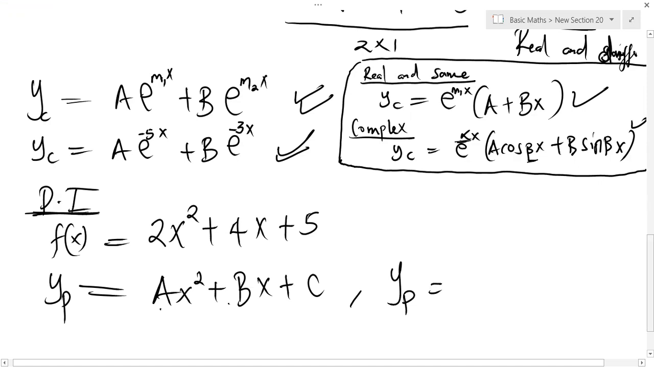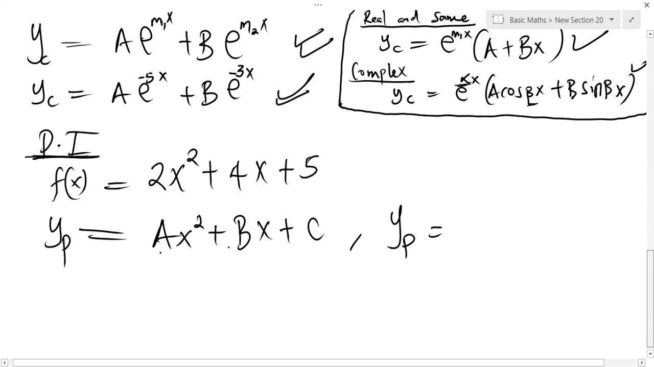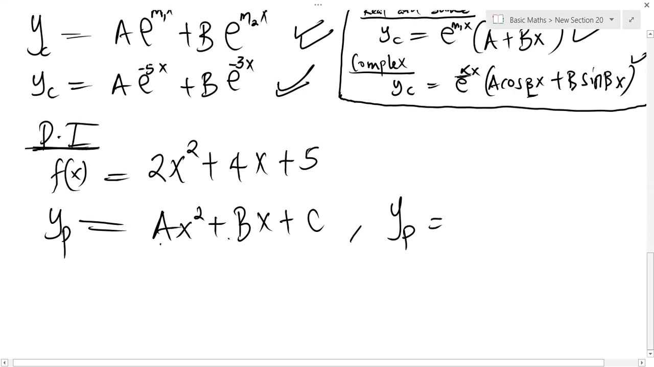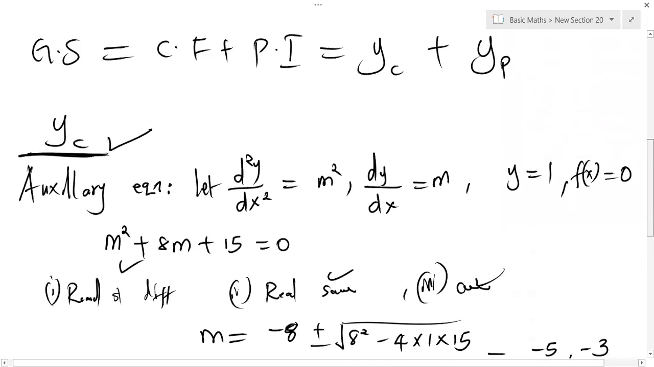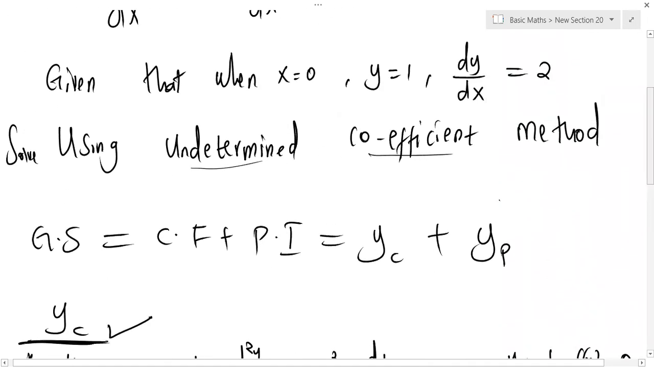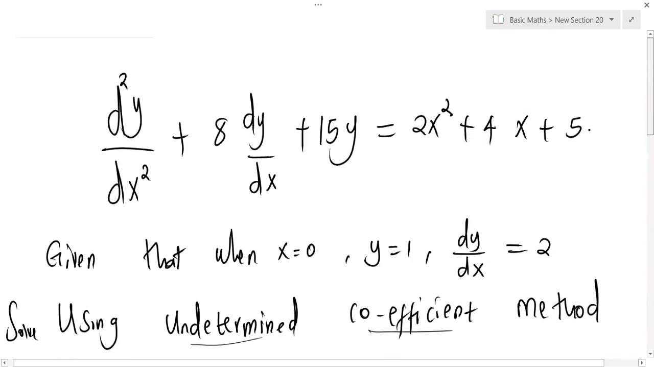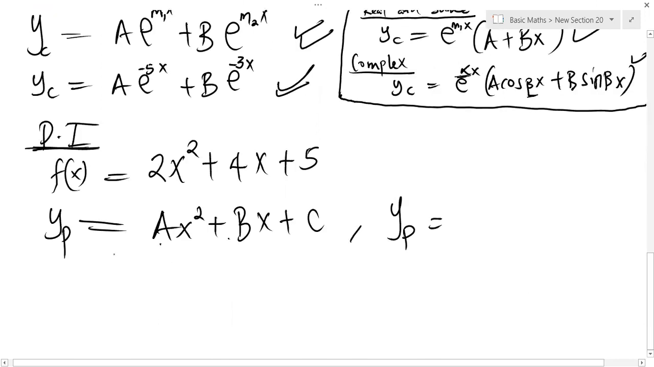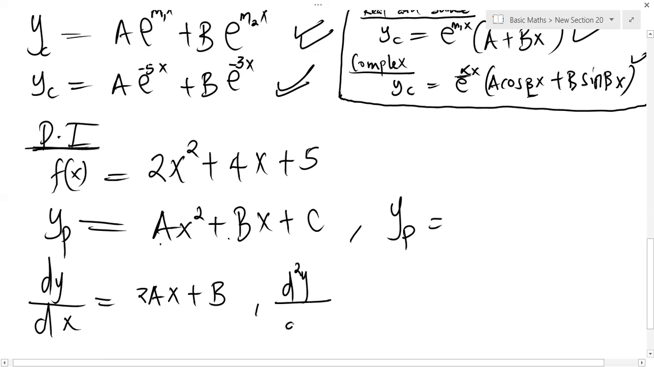Now, how are we going to go about getting the pi? After we've identified the assumed pi, we are going to differentiate, get the first derivative and the second derivative, and then replace in our main equation. That is basically the question that we were given here. Let's call it equation number 1. So I am going to get dy dx. Differentiating this, we get 2ax plus b. Then get the d2y dx squared, second derivative. This is going to be 2a.